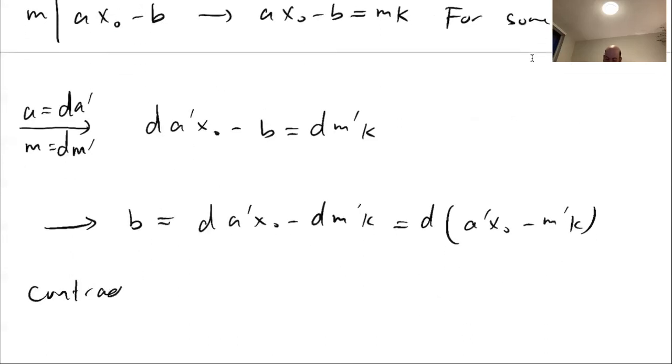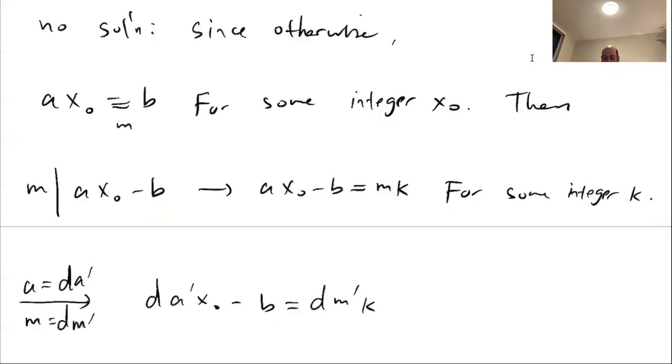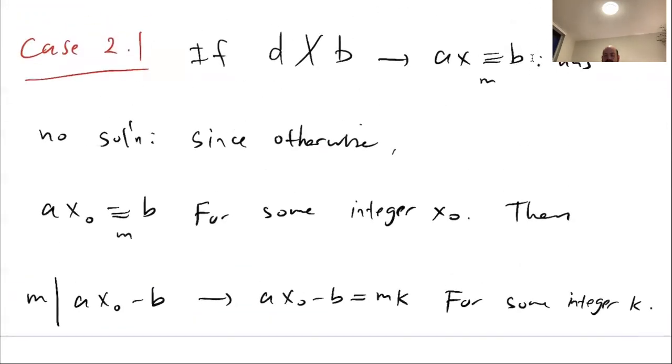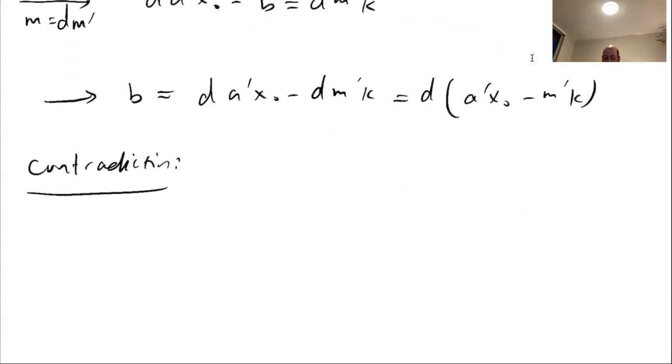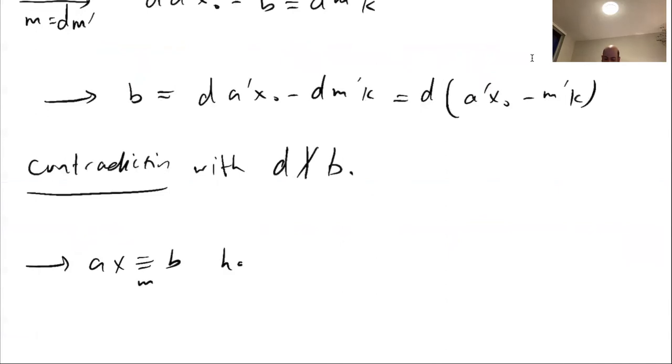Why? Because my assumption in case 2.1 was D does not divide B, which means D is not a factor of B. But right now I wrote B as D times some integer, right? So that means D is a factor of B, right? So it was a contradiction with D does not divide B. So that means in this case, AX equals B mod M has no solution.